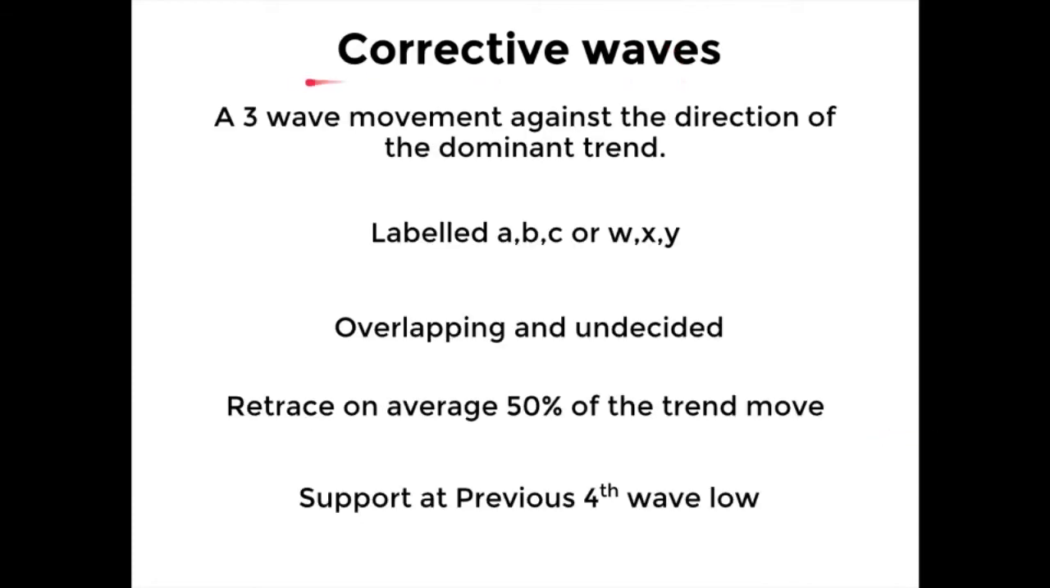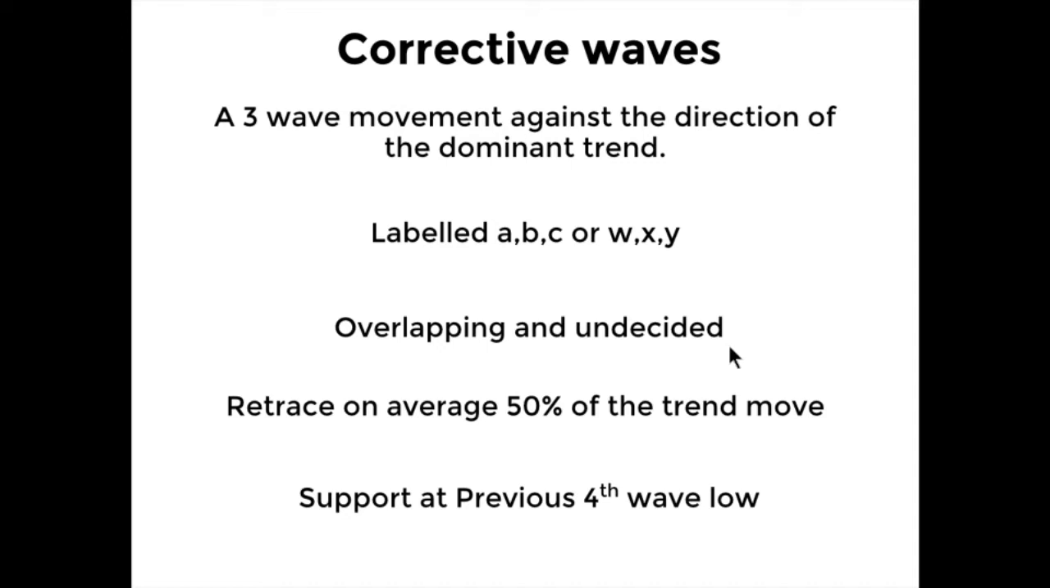Corrective waves are the other type of wave. They're 3-wave movements against the direction of the dominant trend. So they're labeled either ABC or WXY, and ABC would be a simple corrective form, and a WXY would be a complex corrective form. So corrections are overlapping and undecided. Corrections happen against the impulse of the market, what the market desires to do.